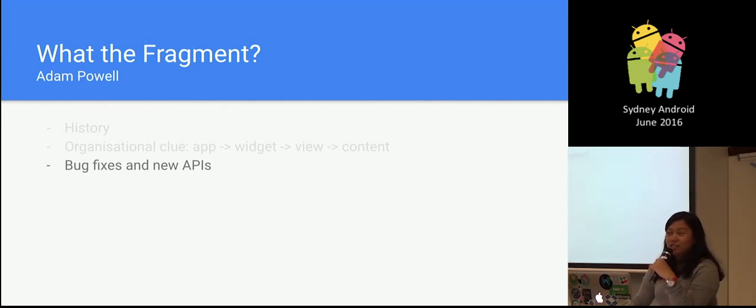So there is a new API called commit now, because before what do we use? We use execute pending transactions, which sometimes doesn't work really that well with child fragments. So he gave an example of what happens when it doesn't work as expected. He just said it's a big problem and it's weird.